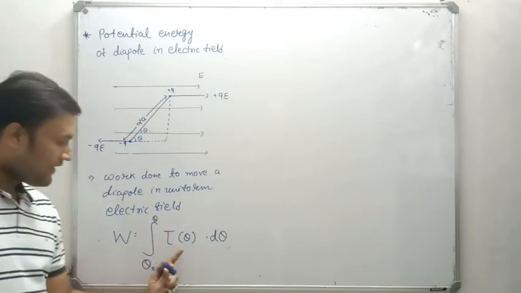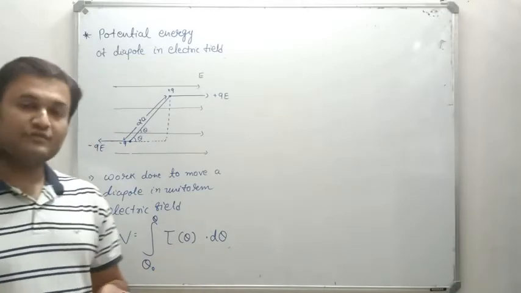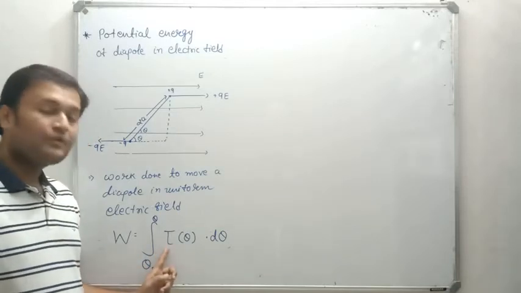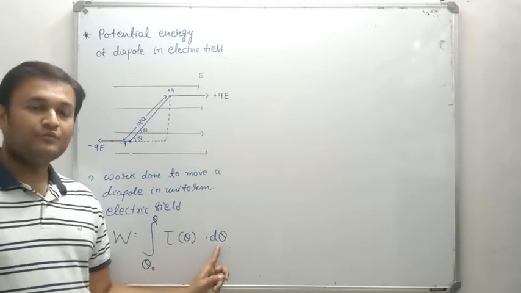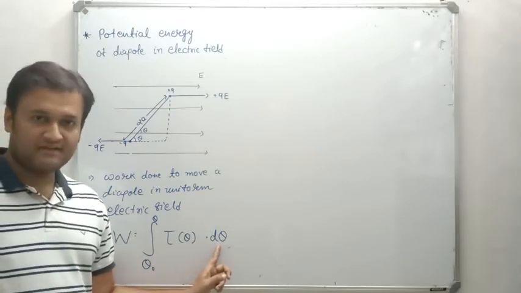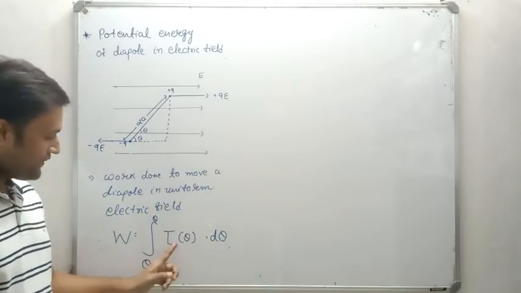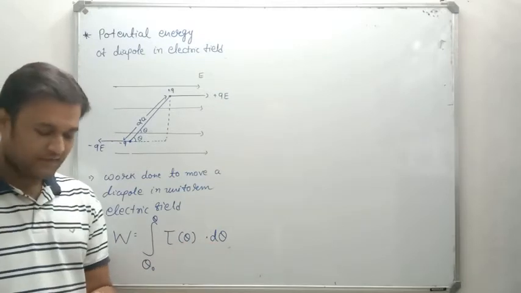Here we can write tau into d theta because work is equal to force into displacement. So I take tau in place of force, and d theta is the angular displacement, in place of the displacement. So W is equal to the integration of tau theta into d theta.